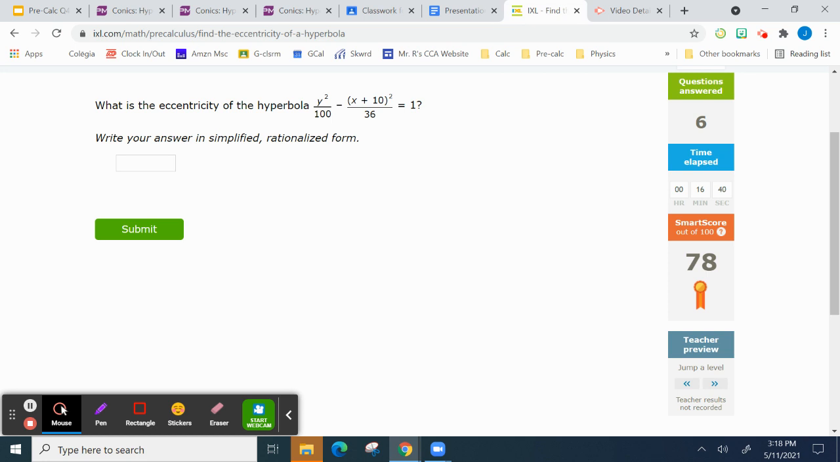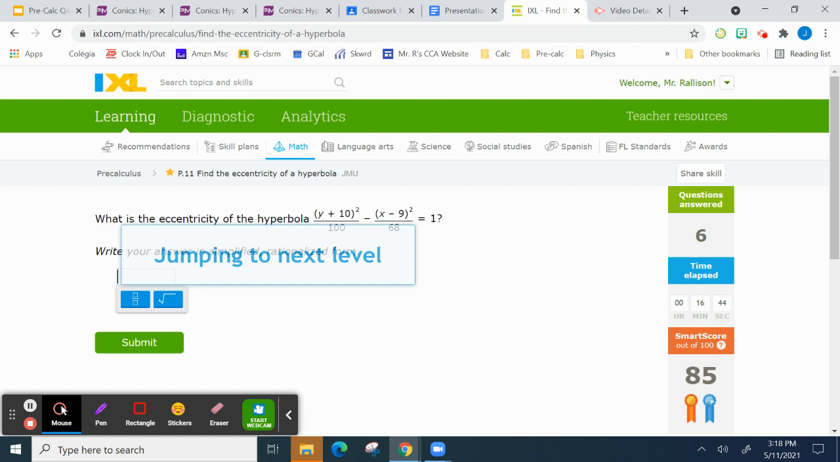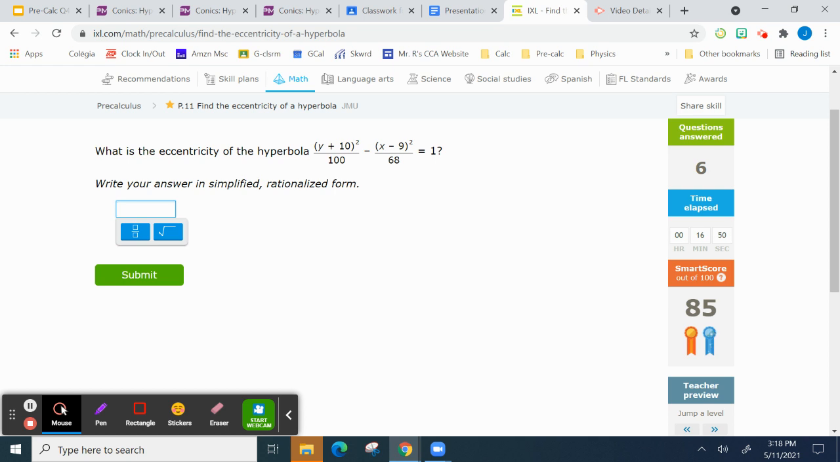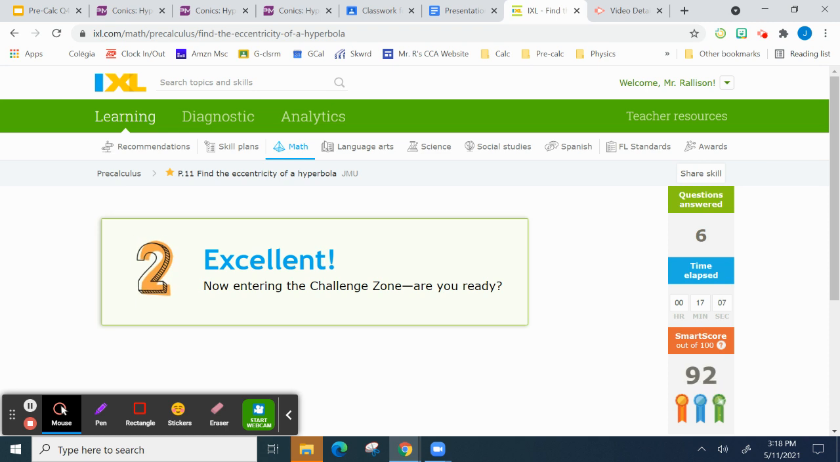Same problem. You don't have to worry about the plus 10, right? All right, what's the next level? Same problem. You don't have to worry about the plus 10 or the plus 9. You've got your a and your b, right? So all you need is a squared, 100. What's the square root of 168? That'll get your c, right? So that's 85. Now we've got the challenge zone.